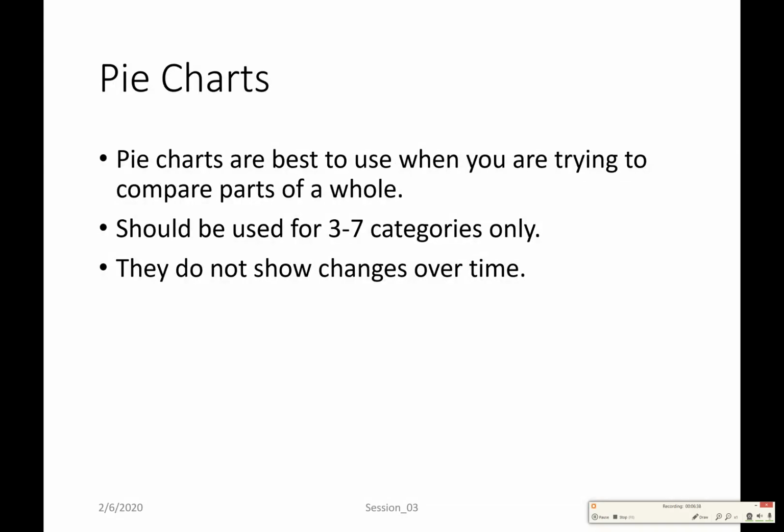So pie charts. You've got to know the tools of communication. You've got to know what the trade-offs are for each one. I already explained line charts to you. They're good when you have time and years, and when you have the progression of things that have changed over time. Pie charts are good when you're trying to compare parts of a whole. They should be used for 3 to 7 categories. They do not show changes over time. So that's a drawback of pie charts, that they don't illustrate how things have changed over time.